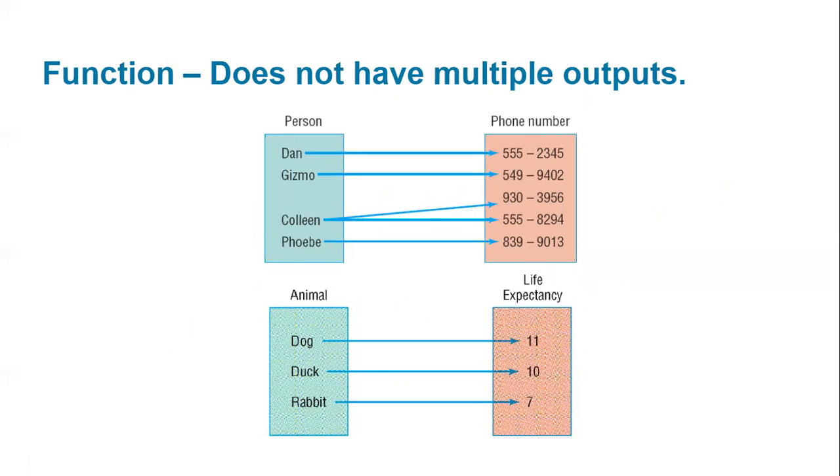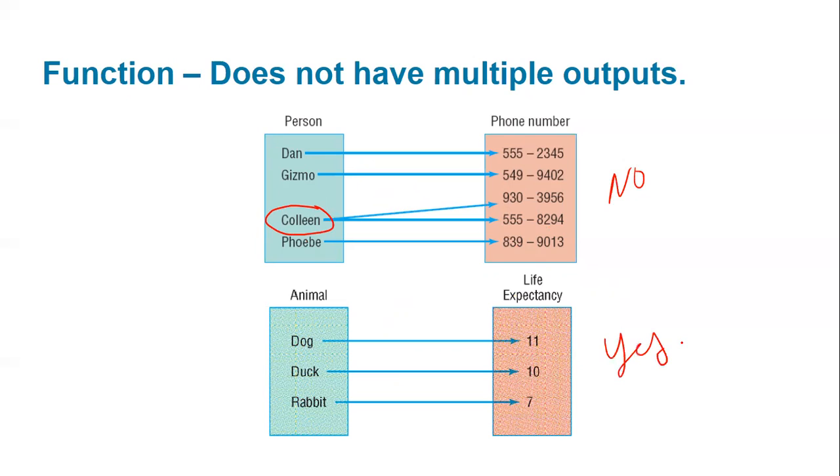All right. So here we go. The function does not have multiple outputs. Okay. So looking really quick, if I'm comparing persons to phone number, is that a function? Why is it not? Who ruins it for us? Colleen. Colleen got 2 phones. Okay. All right. What about animals and their life expectancy? Yes, this is a function.